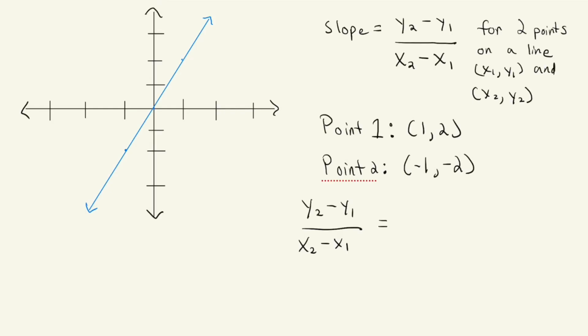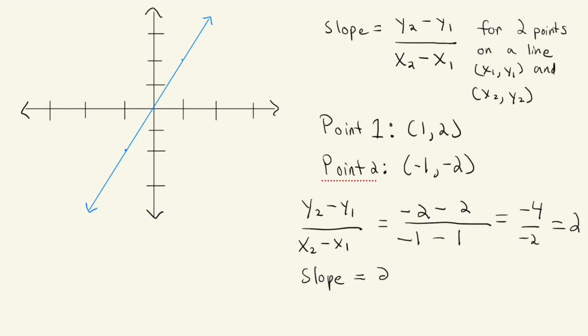And that's going to be equal to, so first we look at y2, which is for point 2. And the y value of point 2 is -2. -2 minus 2 divided by -1 minus 1. And again, this -1 is coming from x2 here, the x value of point 2, which is -1. And we subtract that by the x value of point 1, which is x1. And this is going to be equal to -4 divided by -2, which is equal to 2. So the slope of this line is 2.